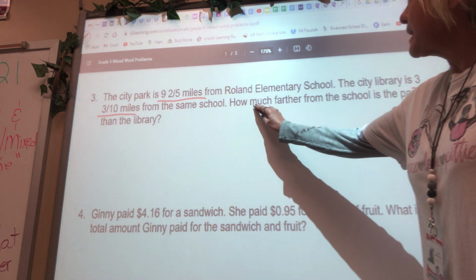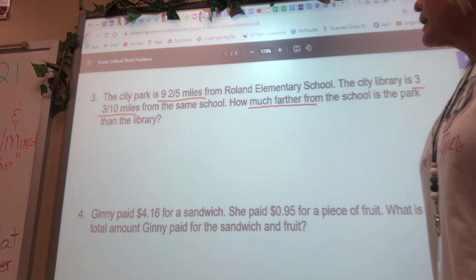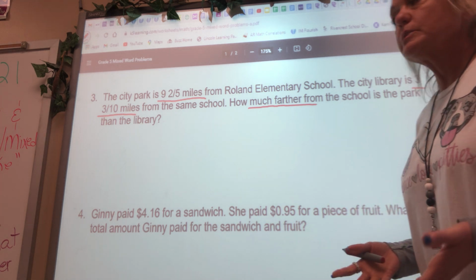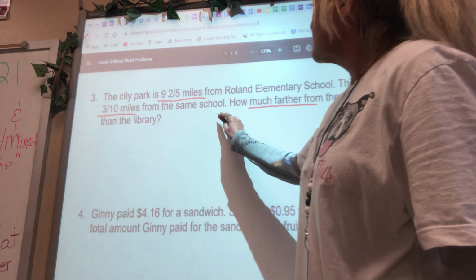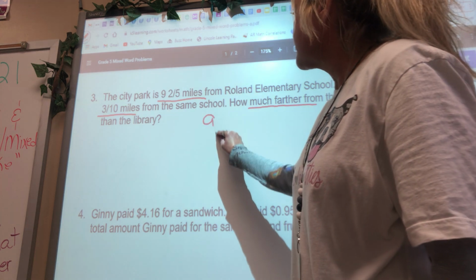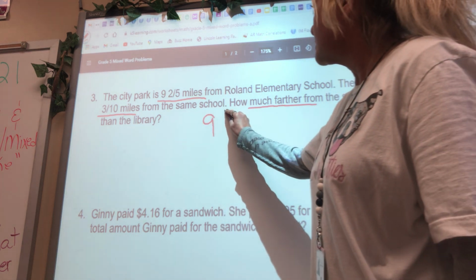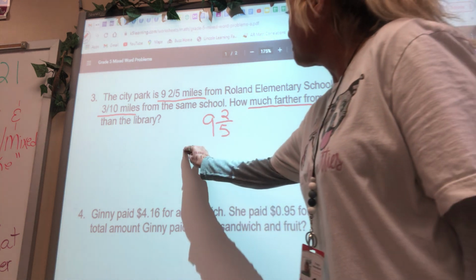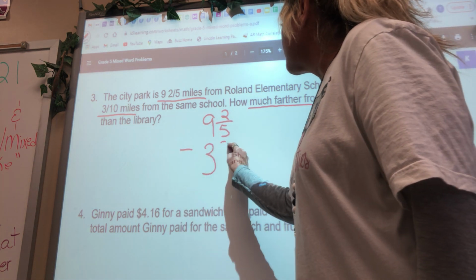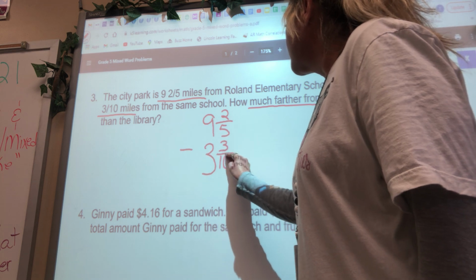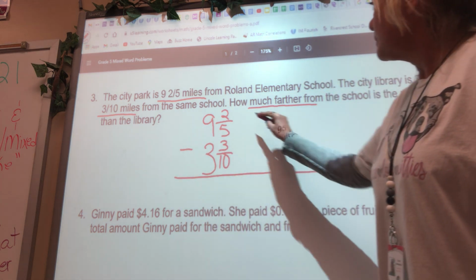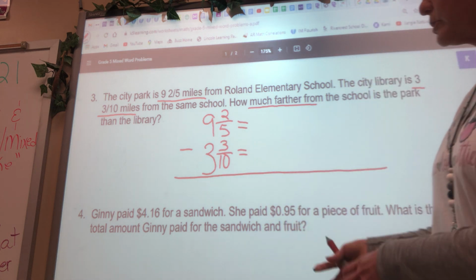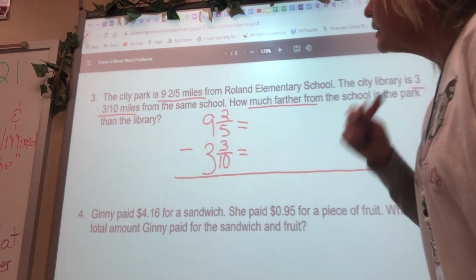Anytime it says how much farther or how much more, then we know that we are trying to find the difference, and difference means we're subtracting. So if we're subtracting fractions or mixed numbers, it's easier to stack them on top of each other so that you can find common denominators. Okay, now, when you're finding a common denominator, you're trying to find a number that both of your denominators will go into evenly with no remainder.